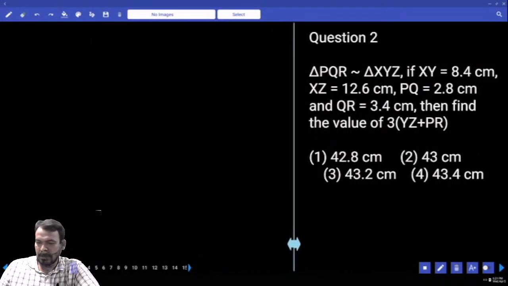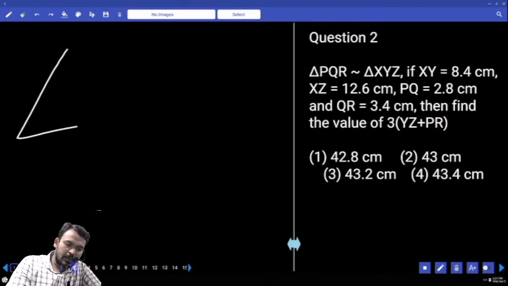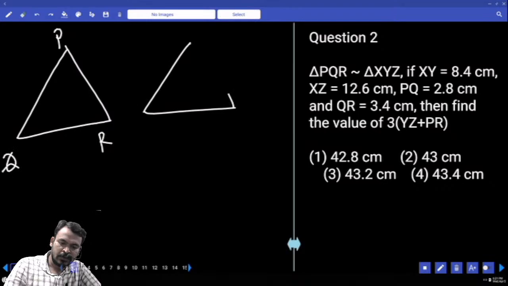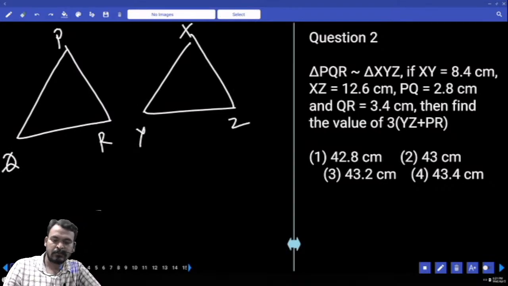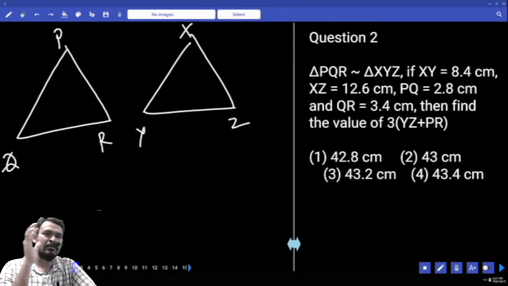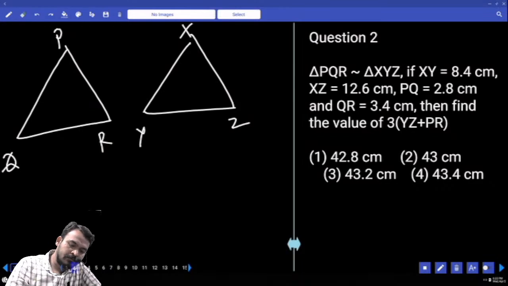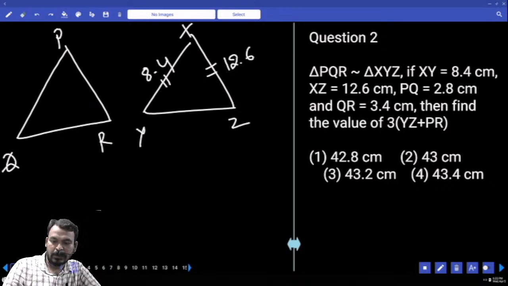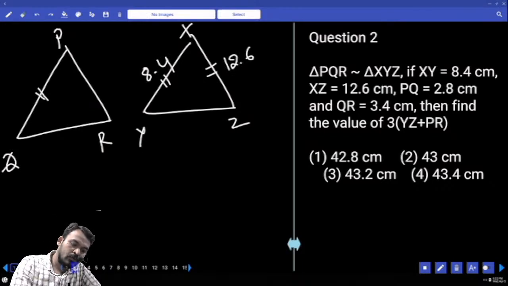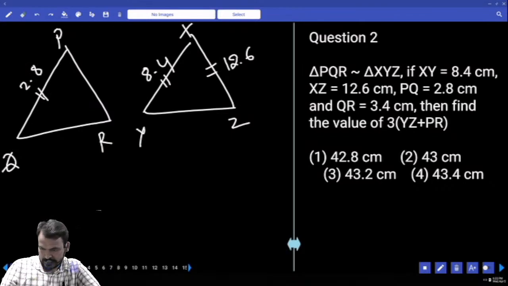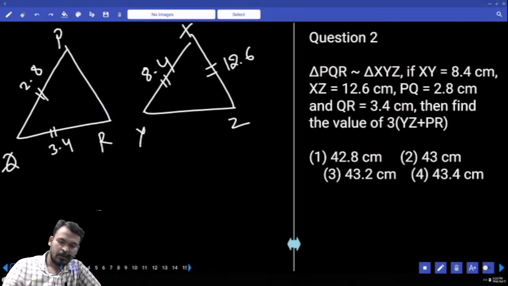If triangles PQR and XYZ are similar triangles, or not? Means one is triangle PQR, another one is triangle XYZ. Those two are similar triangles, or not? Okay, in similar triangles, sides are equal or different? Equal. What is the XY value? 8.4. XZ value, 12.6. What is the PQ value? 2.8. Next, QR is how much? 3.4.